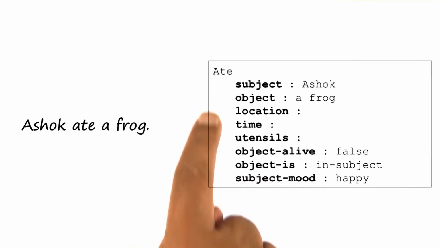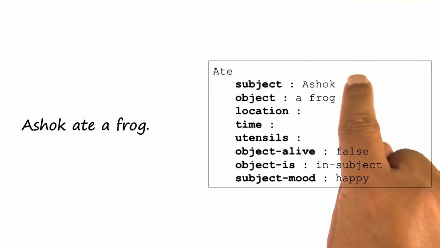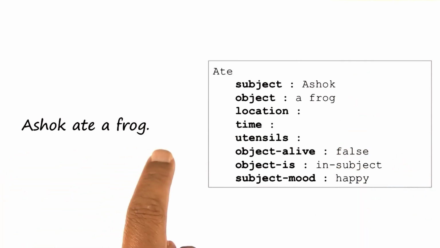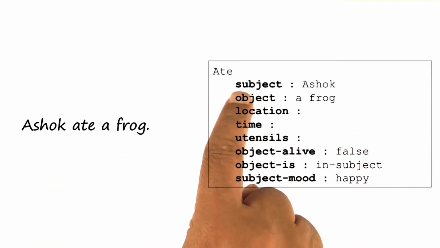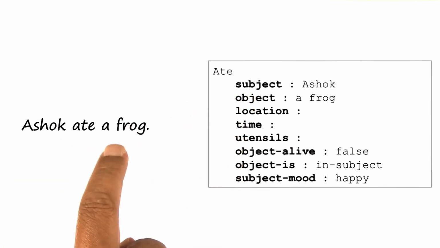So each of the slots may take some values. We'll call these values fillers. So slots and fillers. Some of the fillers here are by default. Some of the fillers may come from parsing this sentence. So we know that in this particular sentence, the subject is Ashok and the object is a frog.